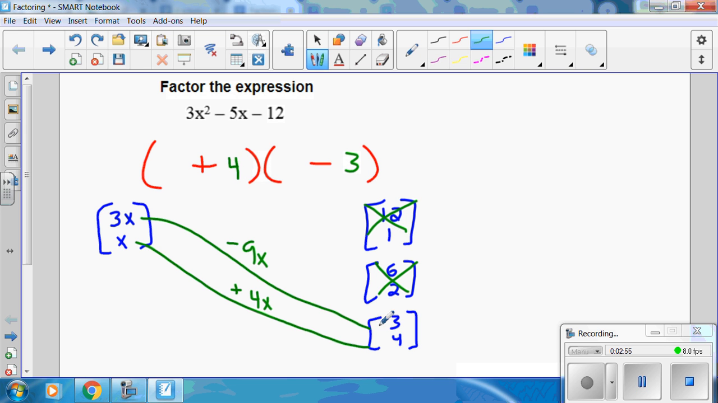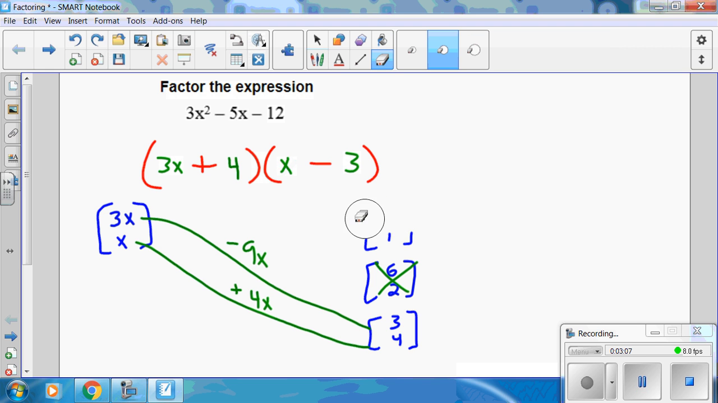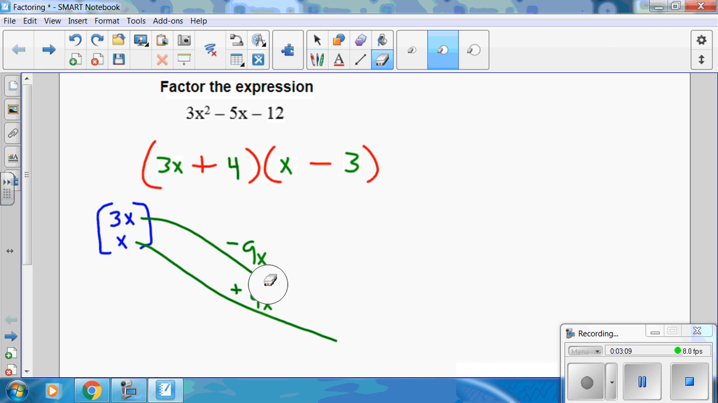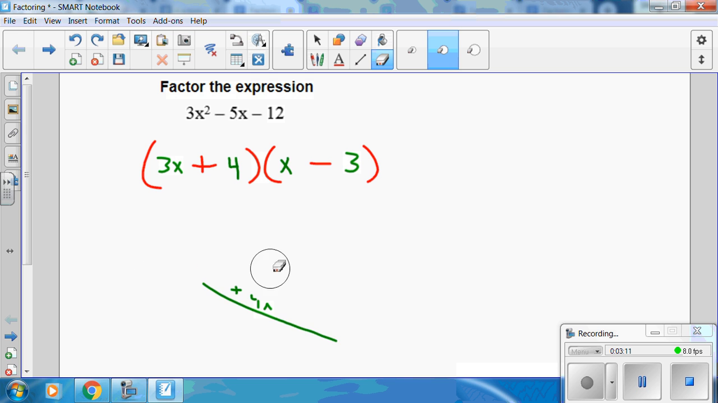Now the 3 gets multiplied with 3x, so 3x is going to go here, because when we multiply, that's what we're going to multiply together, and 1x goes here. And we should have it factored correctly, but we always want to make sure we check our work. So let's multiply it back out, shall we?